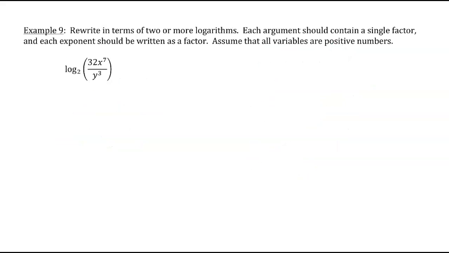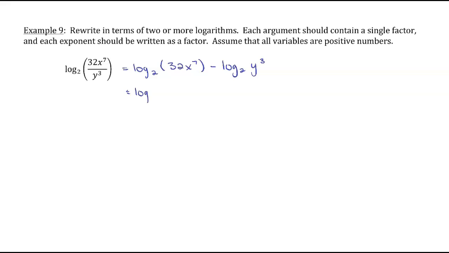In example 9, we're going to rewrite this logarithm in terms of 2 or more logarithms. We won't be finished until each argument contains only a single factor and each exponent is written as a factor. Let's begin by using the quotient rule to write this logarithm as 2 logarithms. We'll have log base 2 of the numerator, 32x to the 7th, minus log base 2 of the denominator, y cubed.